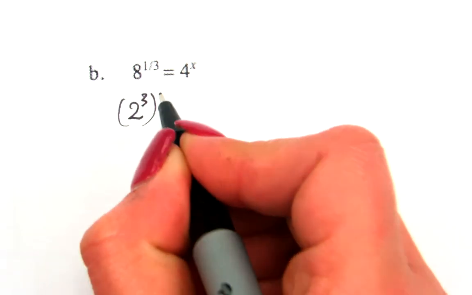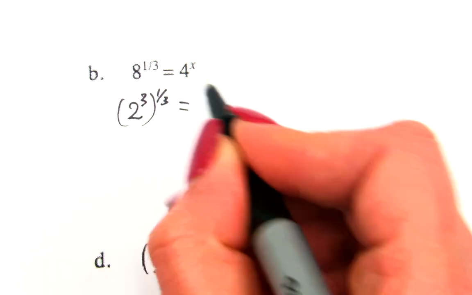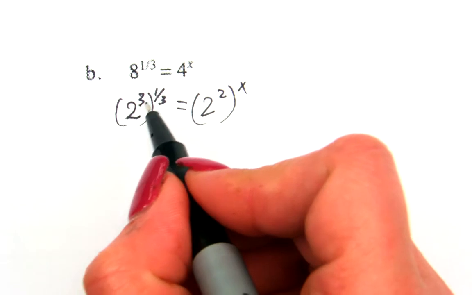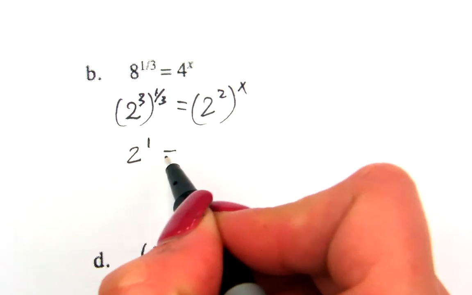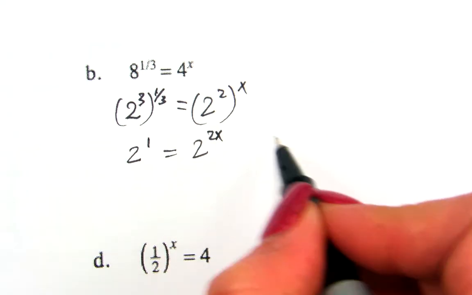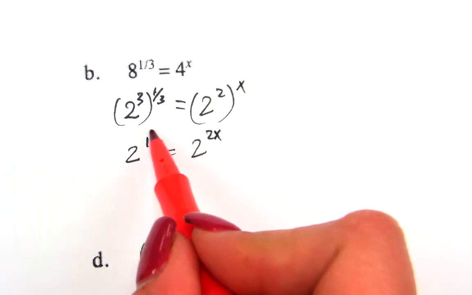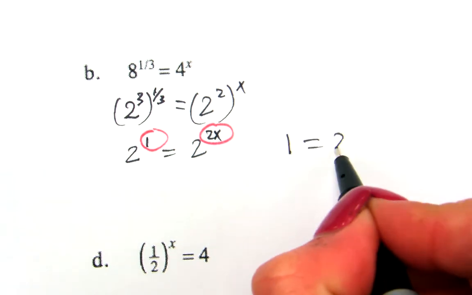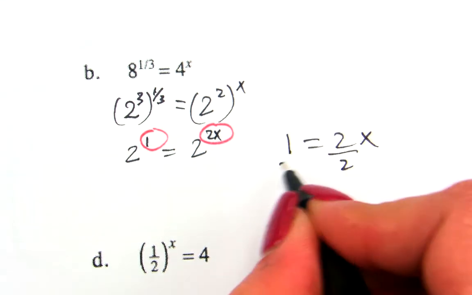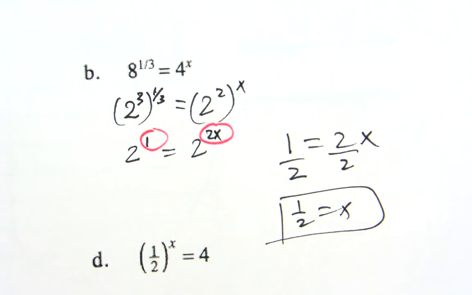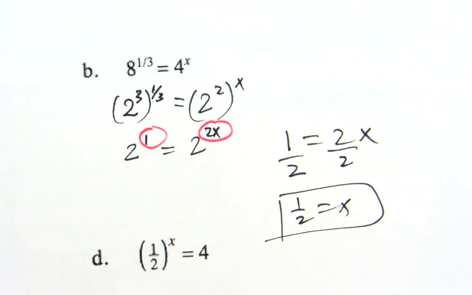So this is 2 to the third, to the 1/3. And this is 2 squared, to the x power. 3 times a third is just 1, and 2 times x is just 2x. So that really means that 1 and 2x are the same. So 1 is equal to 2x. So divide by 2, divide by 2. So half is equal to your x. Done.